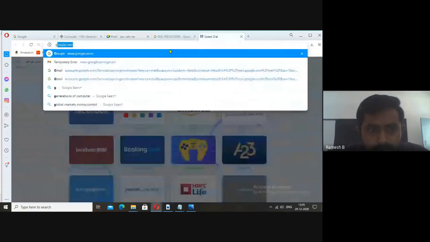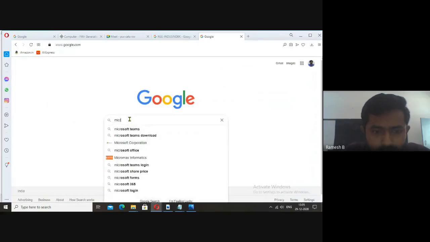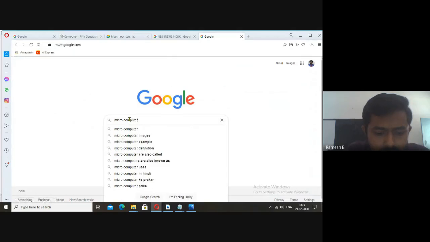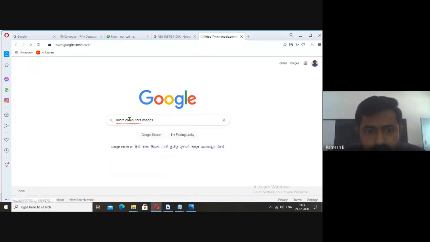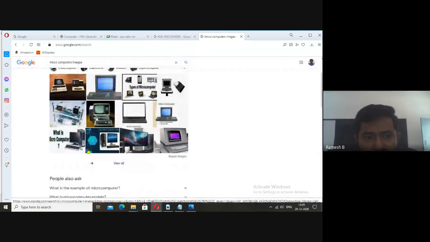I'll give microcomputers images. Okay. You see there? These are the examples for microcomputers.